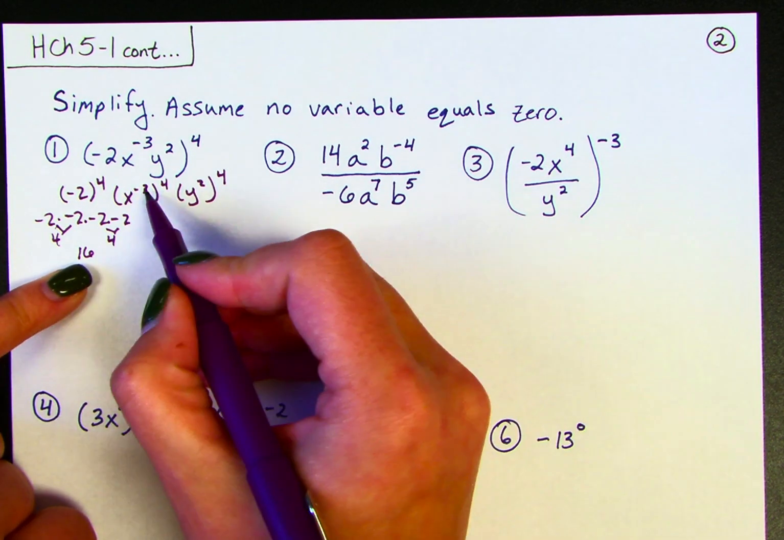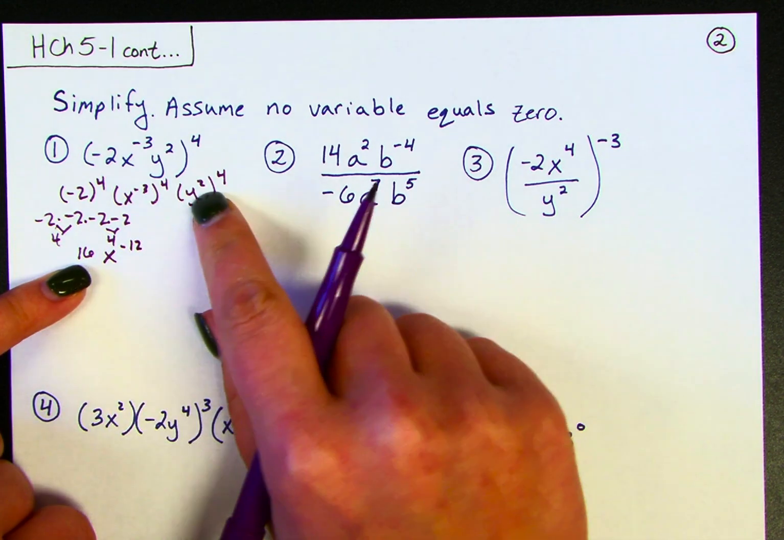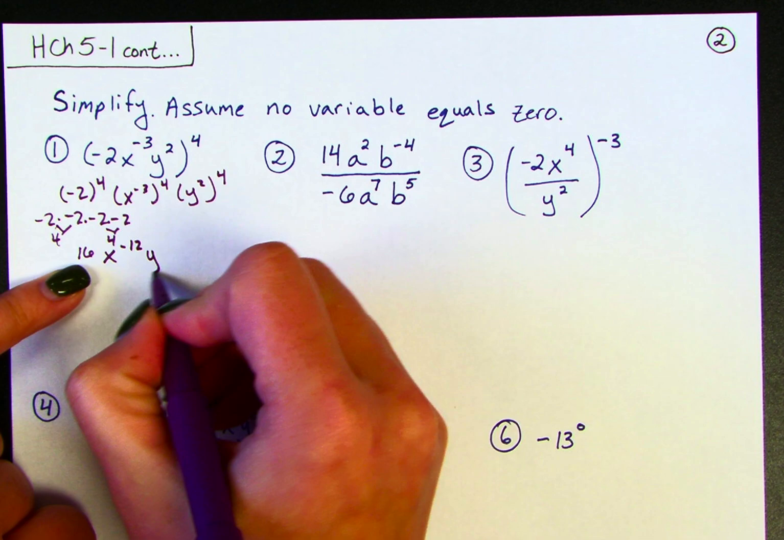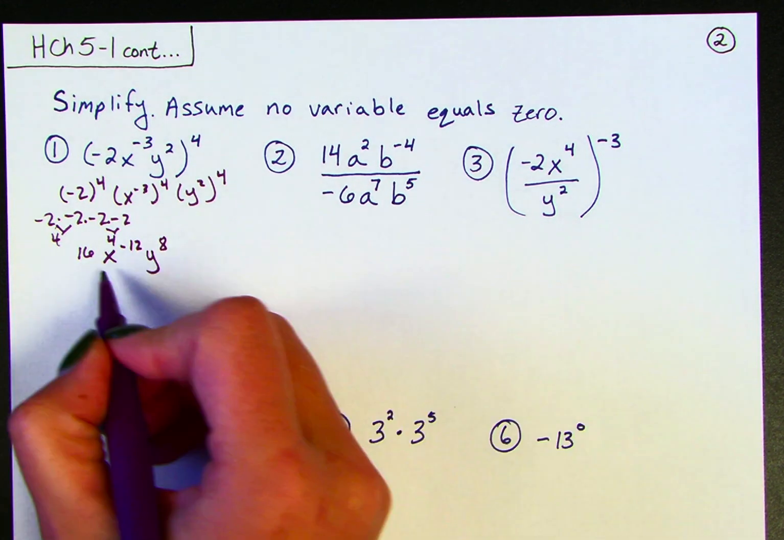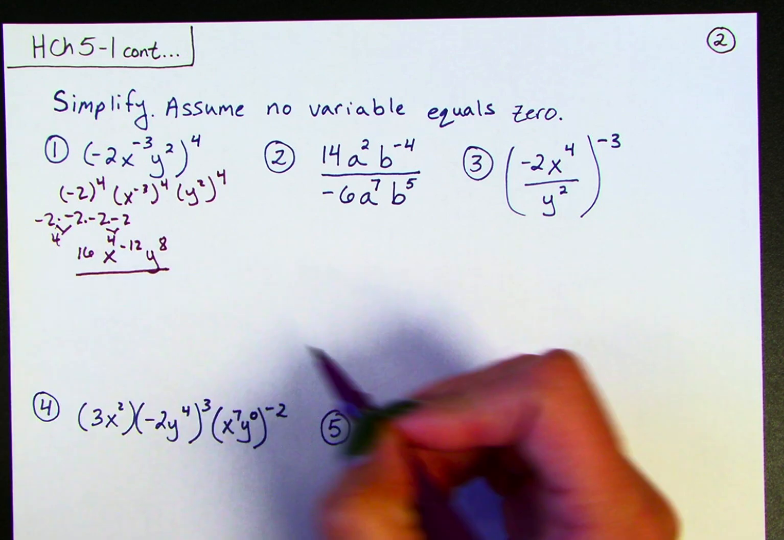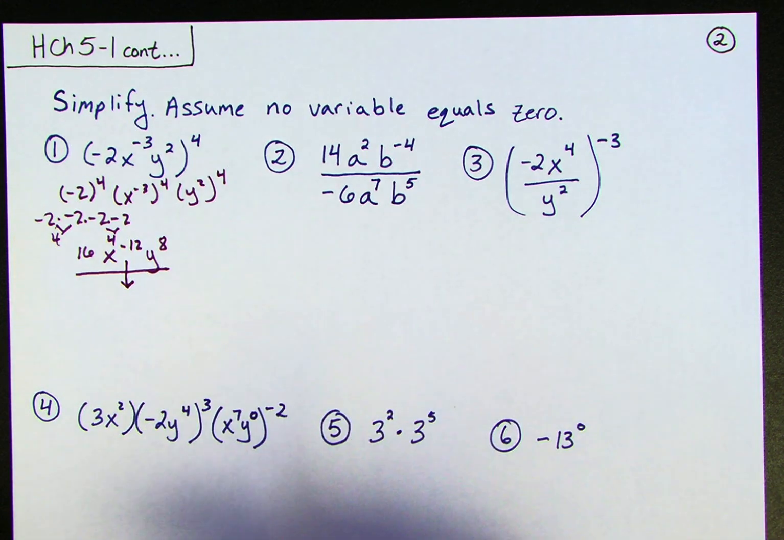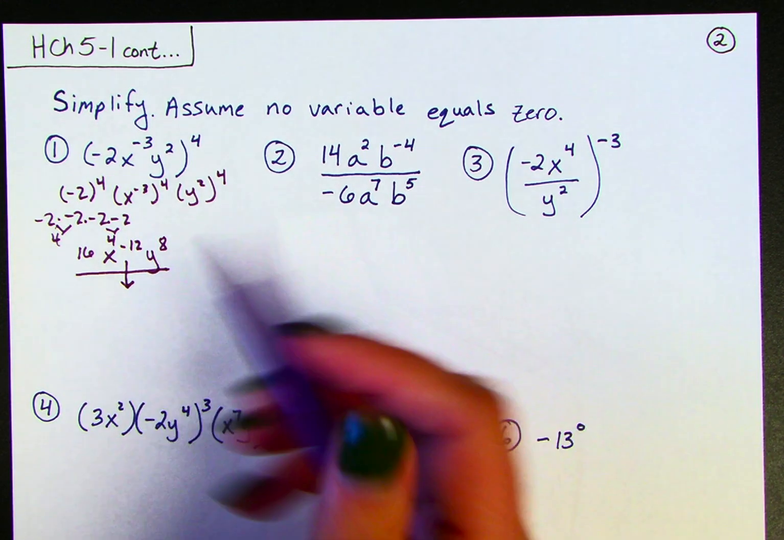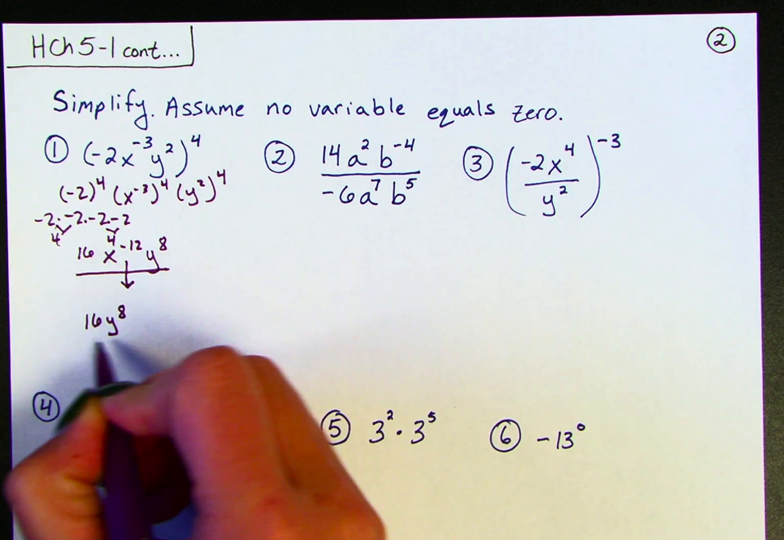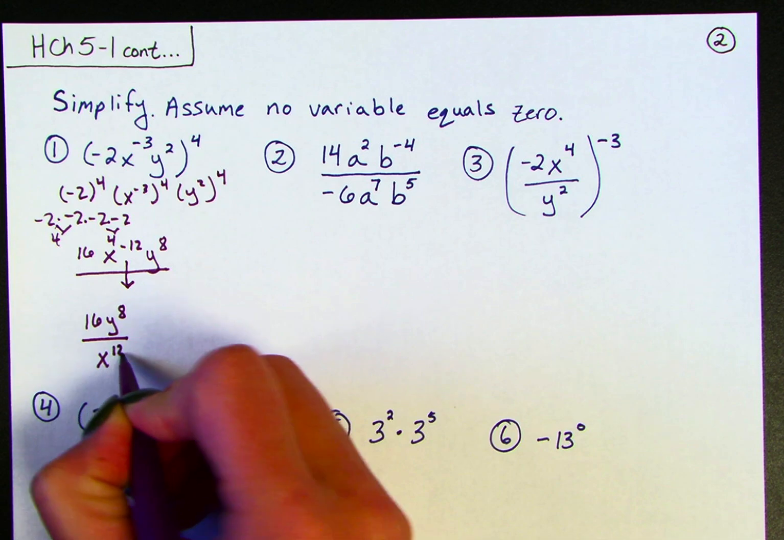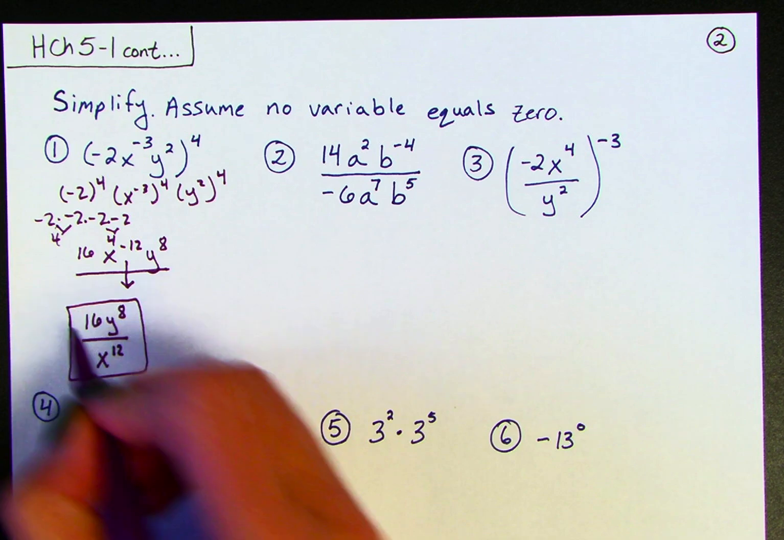And then negative 3 times 4 is negative 12. So this will be x to the negative 12. And then 2 times 4 is 8. So y to the 8th. Okay. So now I need to deal with that negative exponent. So I'm thinking of this whole thing over a 1. And I'm moving down the base that has the negative exponent. Everything else stays in place. So this will be 16 y to the 8th over x to the positive 12. Okay, so this is my final simplified answer for this problem.